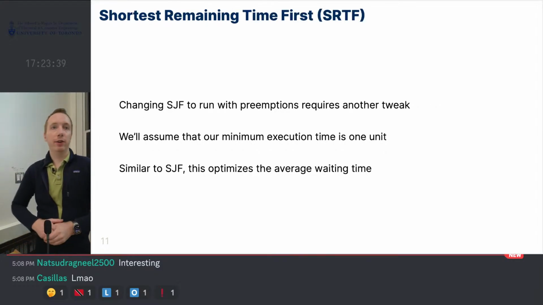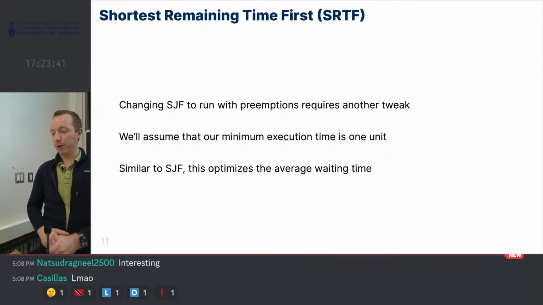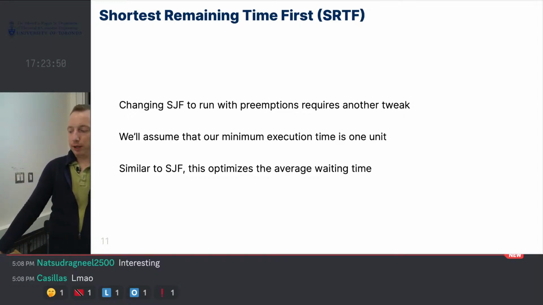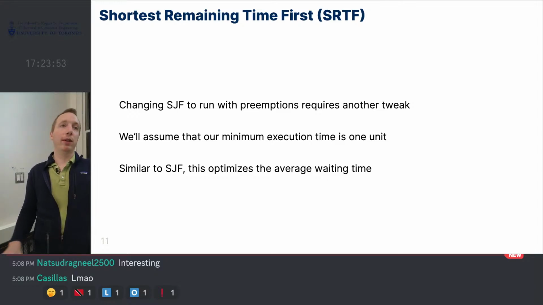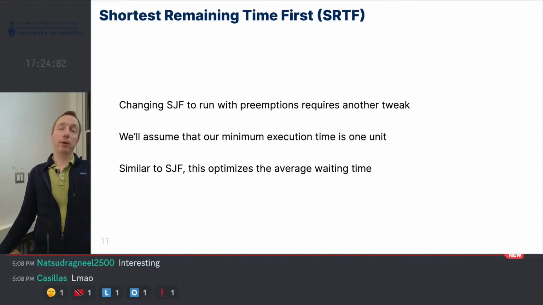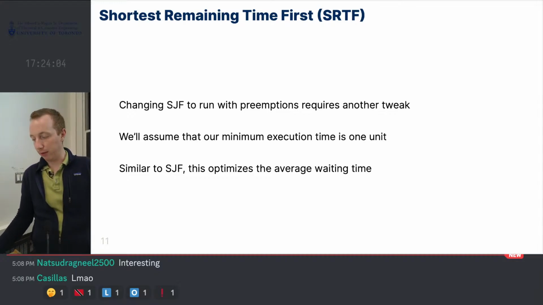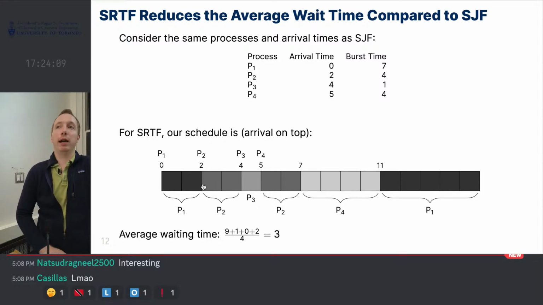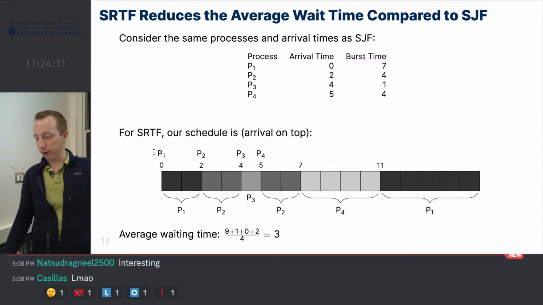So we can do the tweak where we add preemptions. To add preemptions to shortest job first, the algorithm just changes to shortest remaining time first. We also assume that our minimum execution time is 1 time unit, so I can only preempt on time unit boundaries, so I don't have to deal with fractions. And then similar to shortest job first, this optimizes the average waiting time. So here is our schedule if we have preemptions, which was like your idea here.